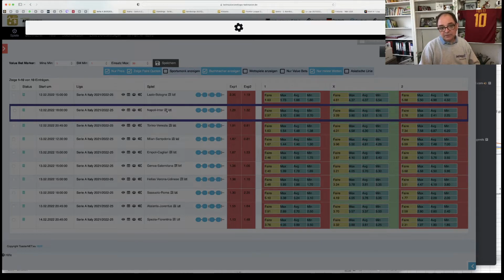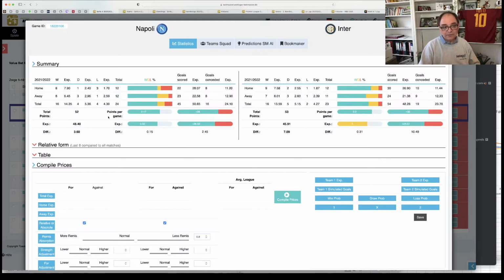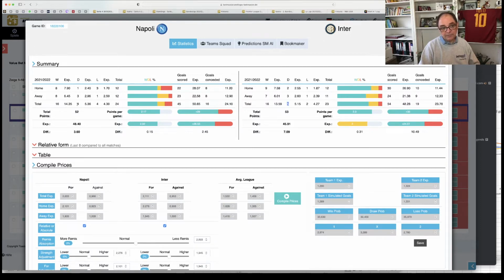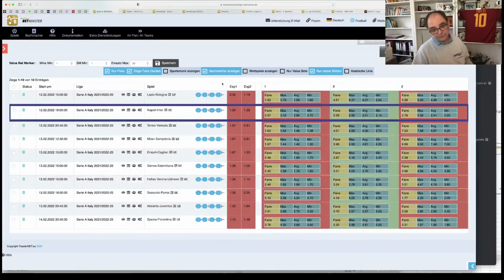Sorry, I didn't mean to close this one. I just wanted to check maybe the draw affinity of the two, which is not really high. That may be one of the reasons why the market is so high. It still is a special game, right? First against second or second against first.